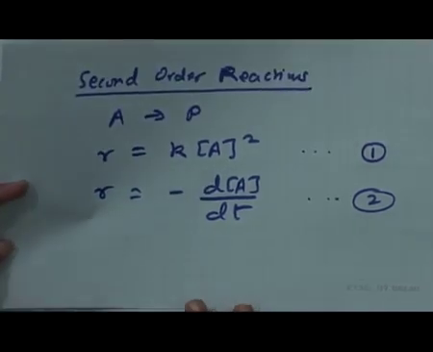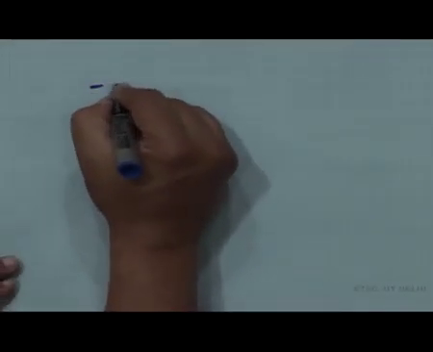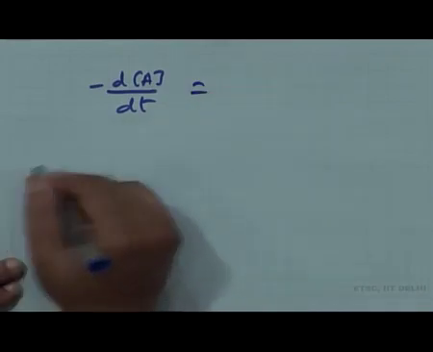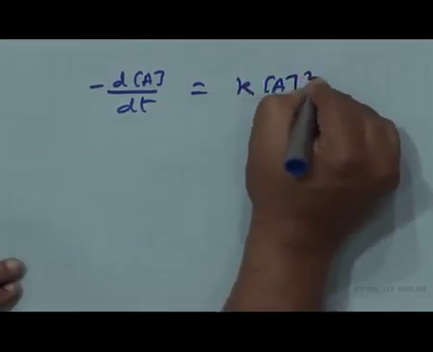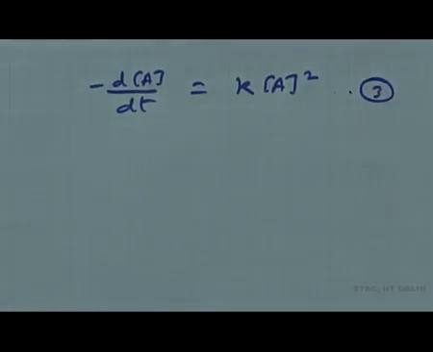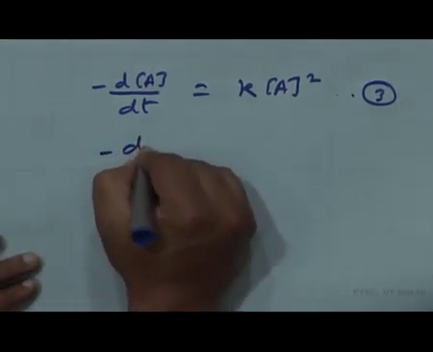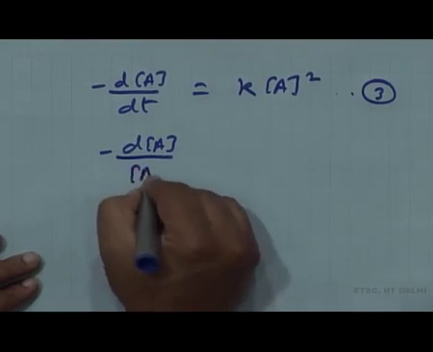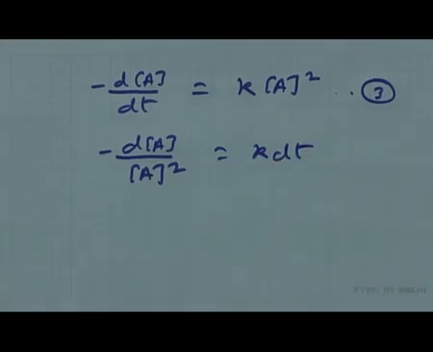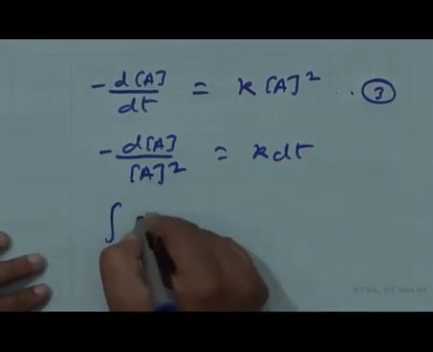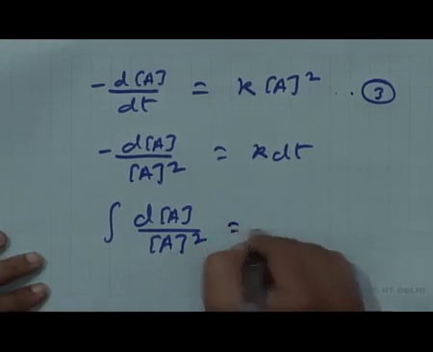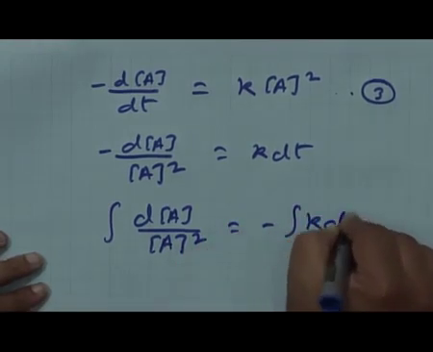Now we equate both sides. We have these two different expressions for rate, and we say that minus d[A]/dt is equal to k times A squared. Let this be 3. Again, as usual, as we have done before, we bring A on this side, and we take dt to the other side. Now, we integrate, within the limits: d[A] over A squared is equal to minus k dt.